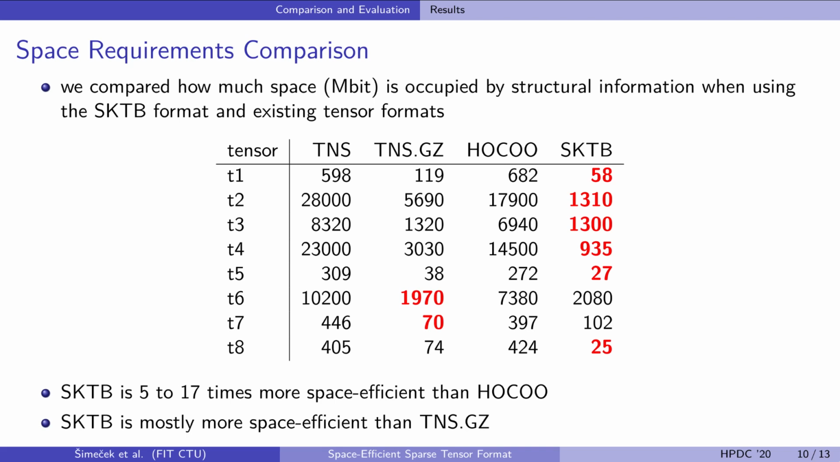We compared the space requirements of storing a sparse tensor in our format to the space requirements of existing sparse tensor formats. The results showed that when we compare our format to HOCOO, a commonly used internal sparse tensor storage format, then our format is 5 to 17 times more space efficient. When we compared our format to commonly used external sparse tensor formats, we could see that our format is usually more space efficient.